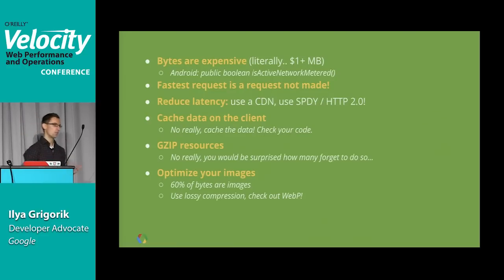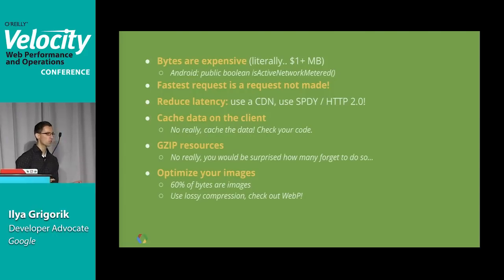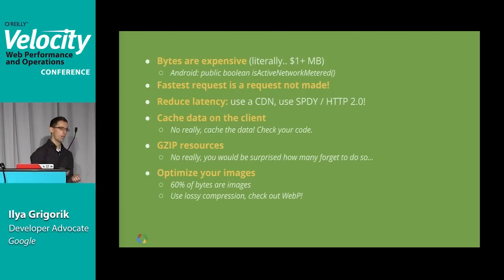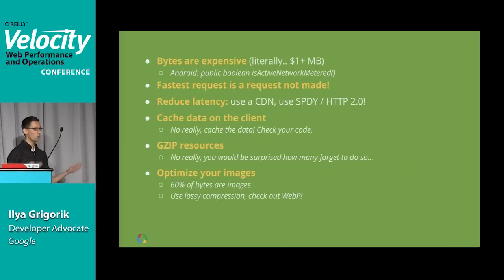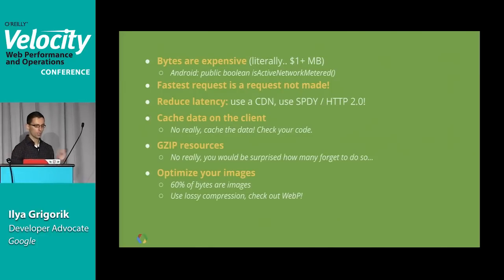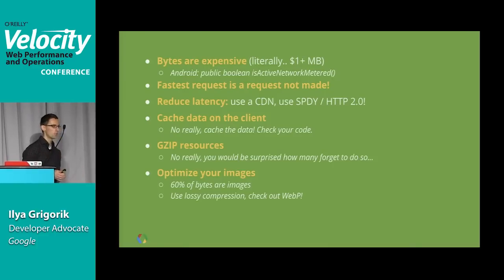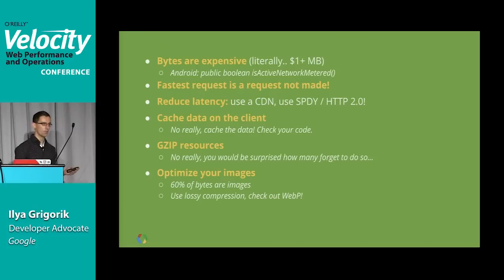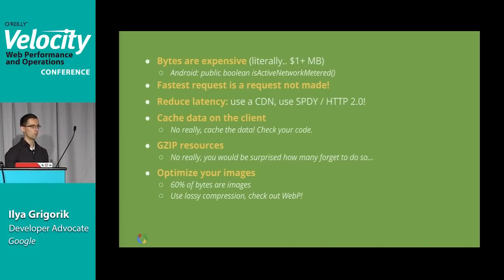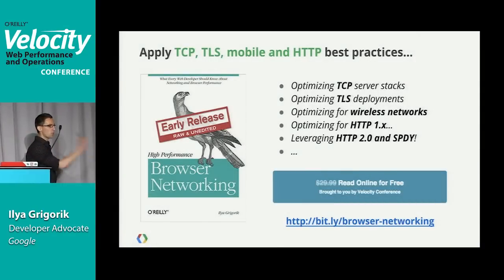Caching data: you'll be surprised how many applications do not cache data. They don't provide the right cache headers, or if you're building a native application, they simply don't provide an implementation of a cache for their web view or some other thing, and hence no resources are getting cached. Gzipping and optimizing your images. As you guys know, images are over 60% of the bytes of an average page. So optimizing your images is often one of the best optimizations you can do in order to reduce the overall cost of the page.